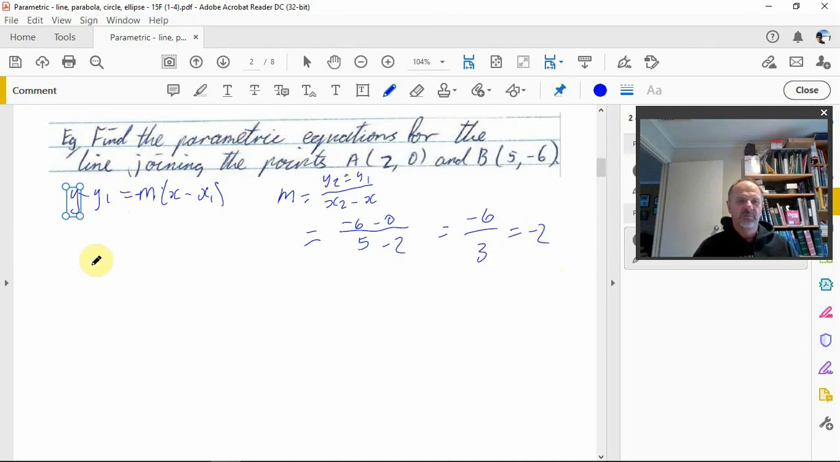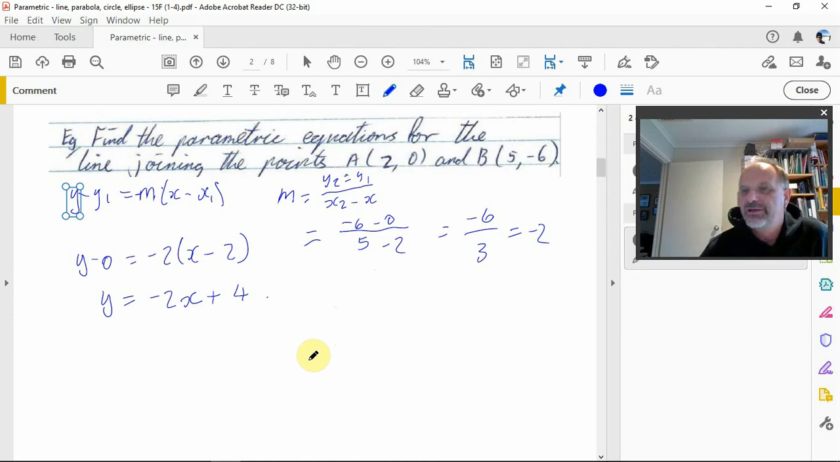So put points in here. So y minus, I'm going to use A as the point (2, 6)... so the y value is 0 equals negative 2 times x minus 2. So y is minus 2x plus 4, I believe. So that's our Cartesian equation. Now we've got to turn this into parametric equations.